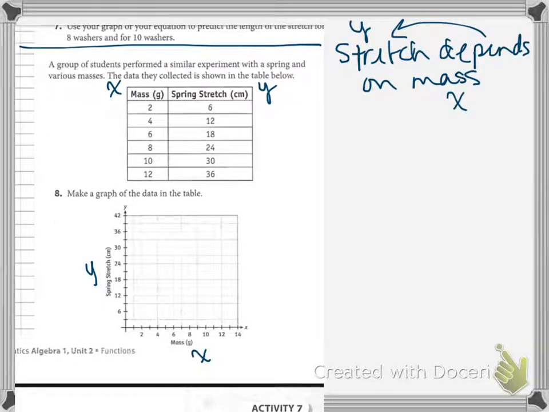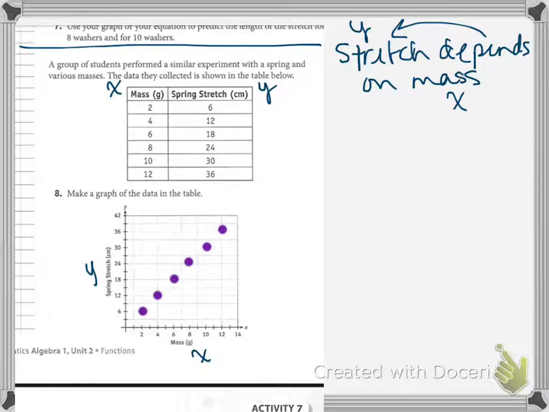So I could go ahead and graph this piece of information very easily. So 2 is at 6. Yours is probably a little easier to see. Mine is kind of faded, my lines are a little bit faded. 4 and 12. I have 6 and 18. 8 and 24. 10 and 30. And 12 and 36.